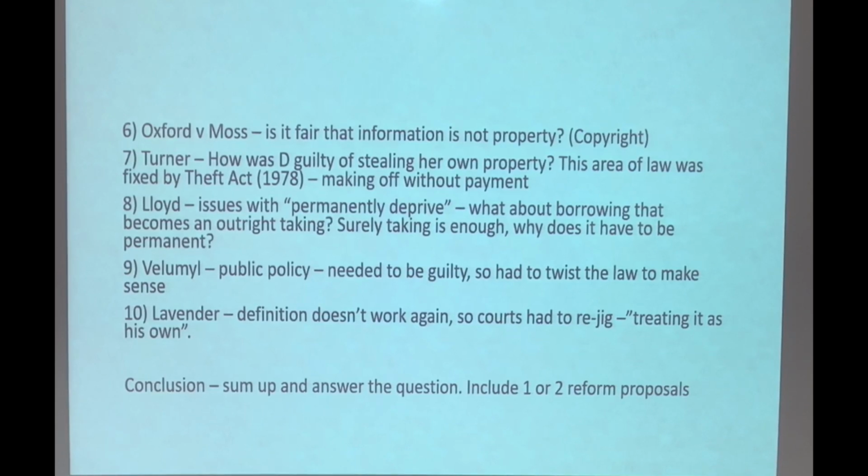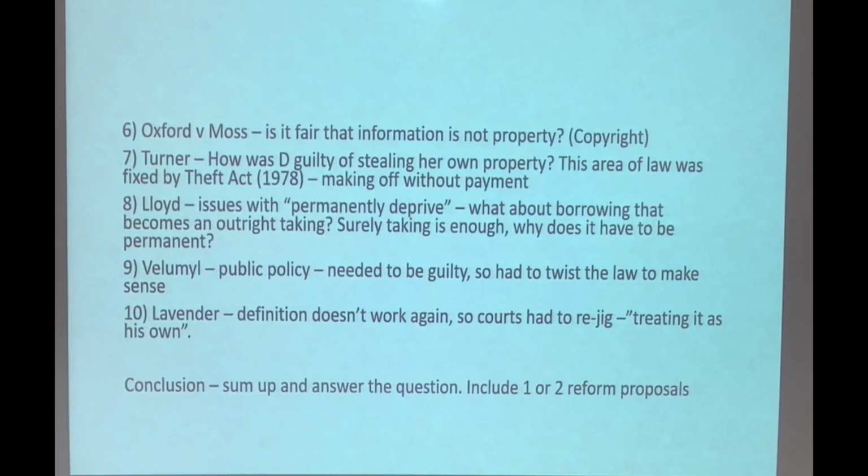7 covers Turner and how Dee was actually guilty of stealing her own property. And I've mentioned this before. The fact that it's been significantly improved by introducing the Theft Act 1958, making up for that payment offence, which is much more clear as to what's going on there. So that's sort of a fixed issue, really, but worth mentioning.